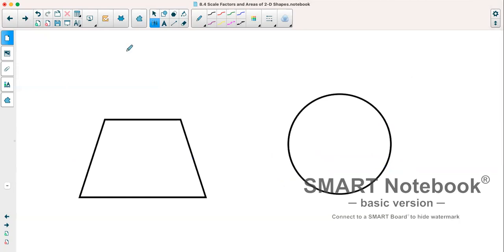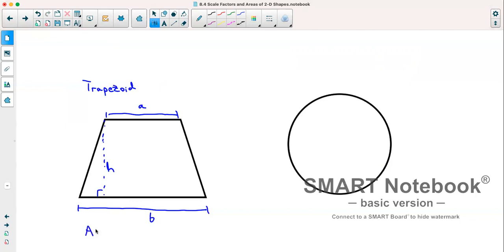Next, we have a trapezoid. Now for a trapezoid, we need to know this length here, which we'll call A. We need to know this length here, which we will call B. And if we draw a line that's perpendicular to this, we need to know this distance H. Now our formula for the area is: area is equal to 1/2 times our height times A plus B.